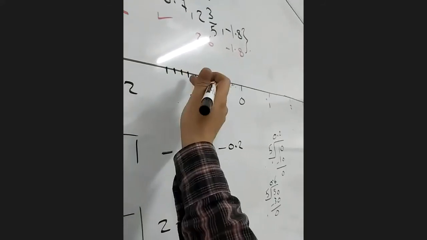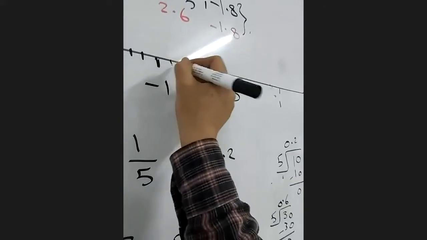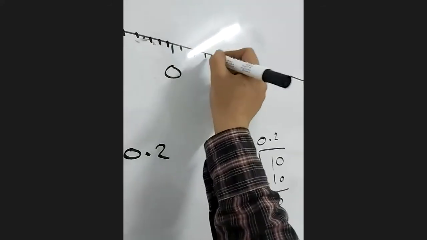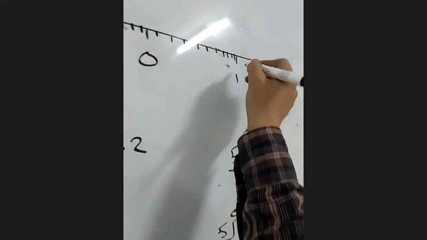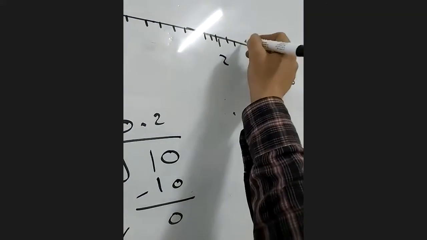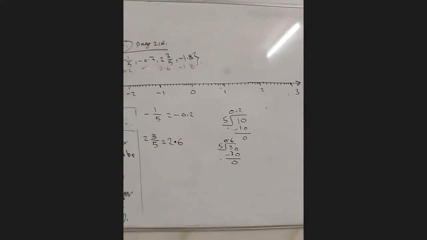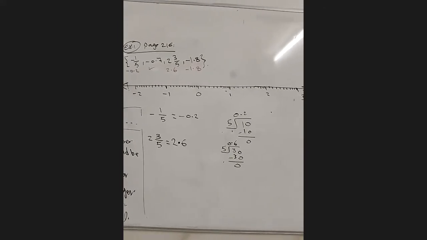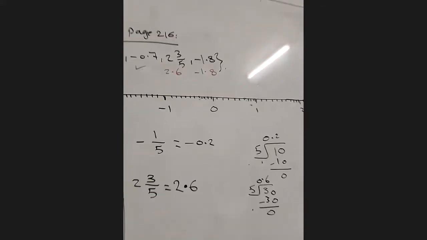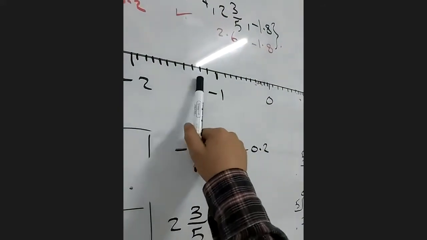10 parts, guys. 1, 2, 3, 4, 5, 6, 7, 8, 9, 10. The same for each part, and here also up to 10. It's written in front of you, but I want you to know how we did that. So between negative 2 and negative 1, we have 10 parts here.